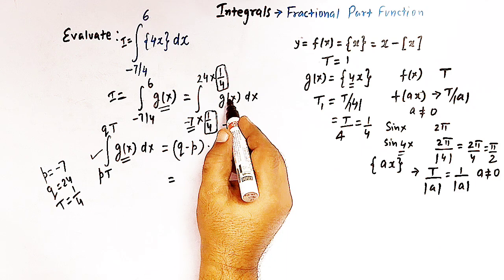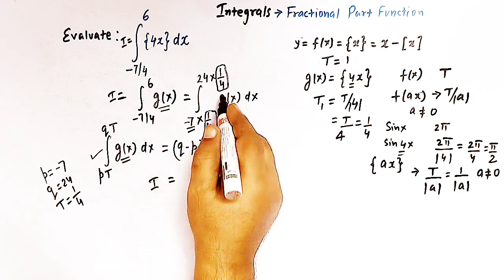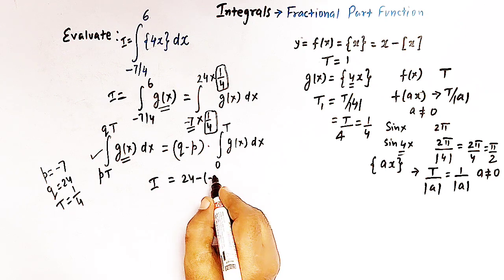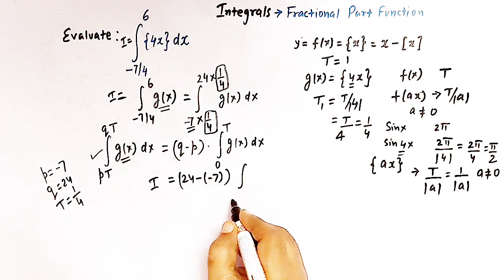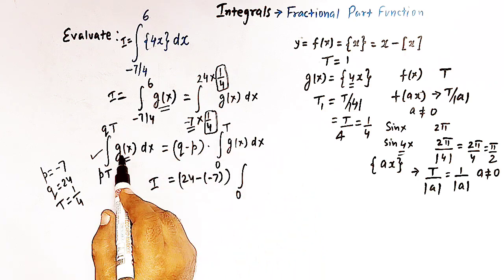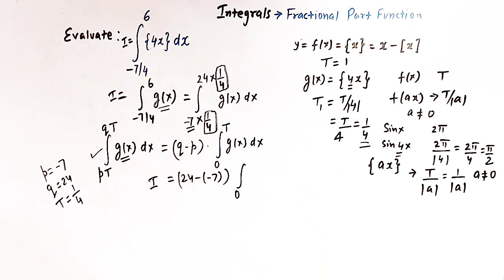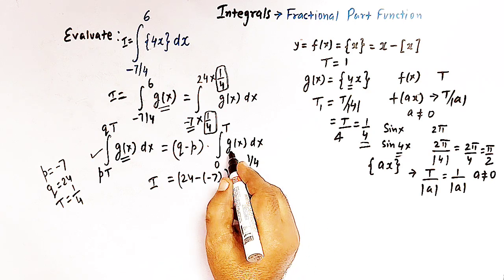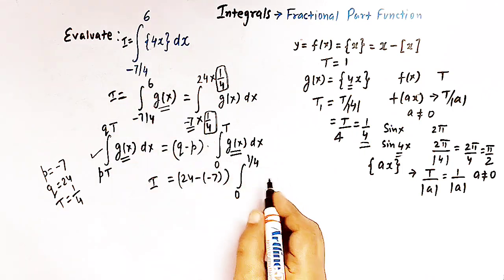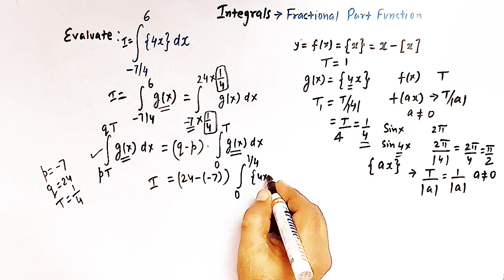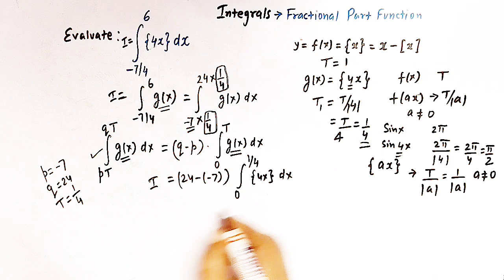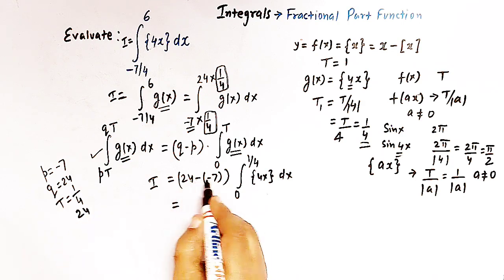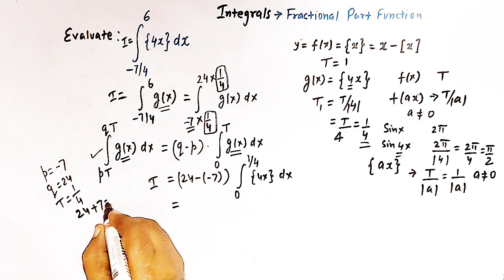So here this integral, that is I, is now equal to q minus p, that is 24 minus minus 7, times the integral from 0 to t, where t is the period of g of x, and for t we can write 1 by 4, and for g of x we can write the fractional part of 4x, dx. Now this is 24 plus 7, because minus and minus becomes plus, and this is 31.